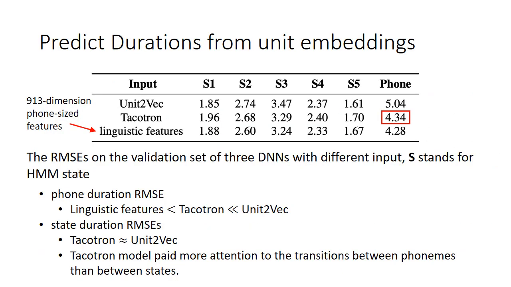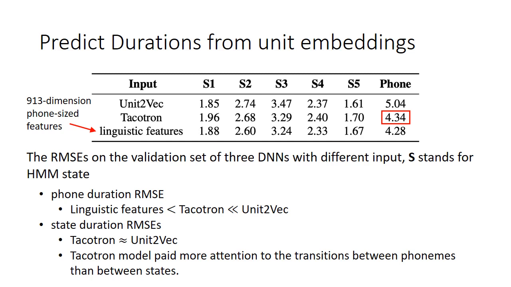In order to investigate the performance of the learned embeddings on carrying duration information, a duration prediction experiment was conducted. Three models were constructed which adopt the unit embeddings learned by unit vector, the unit embeddings learned by Tacotron, and the phone-level 913-dimension linguistic features as input, respectively. The output of this model was represented by a 6-dimensional vector, which was composed of the durations of one phone and its 5 HMM states.